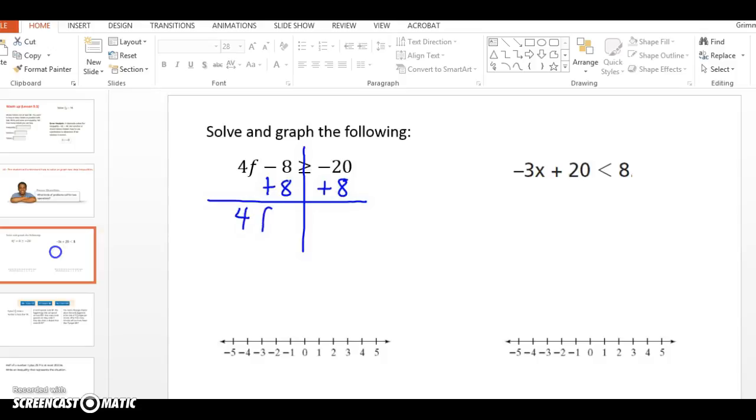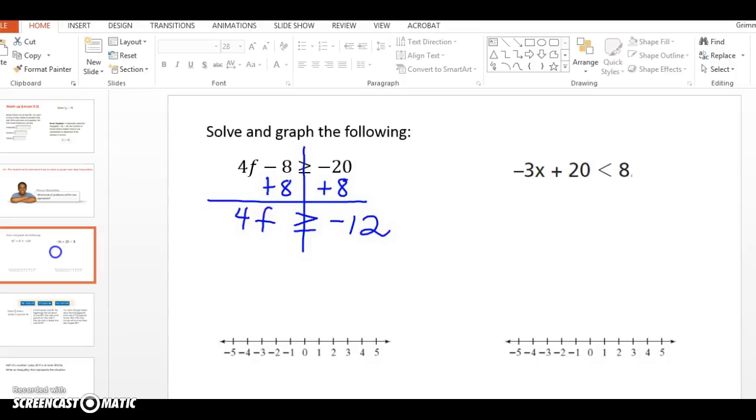So for F, I'm going to keep the greater than or equal to sign, then negative 20 plus 8. So I'm going to think about money exchange. I owe you 20. I pay you back 8. What's my balance? Not 12. Negative 12. I still owe you 12. Okay? All right, so the next step here, this would have been what we did yesterday.